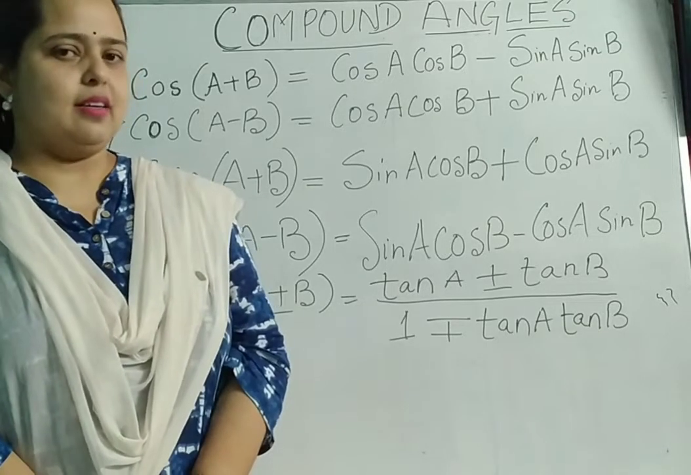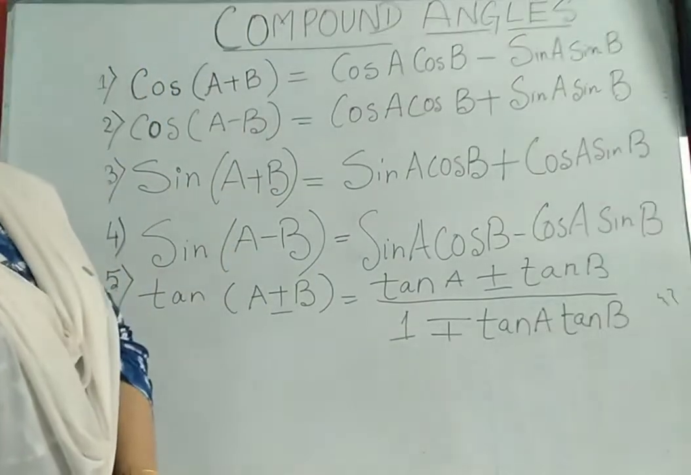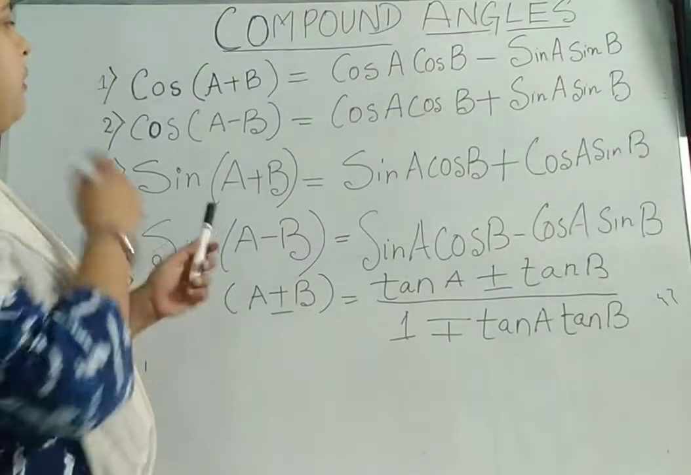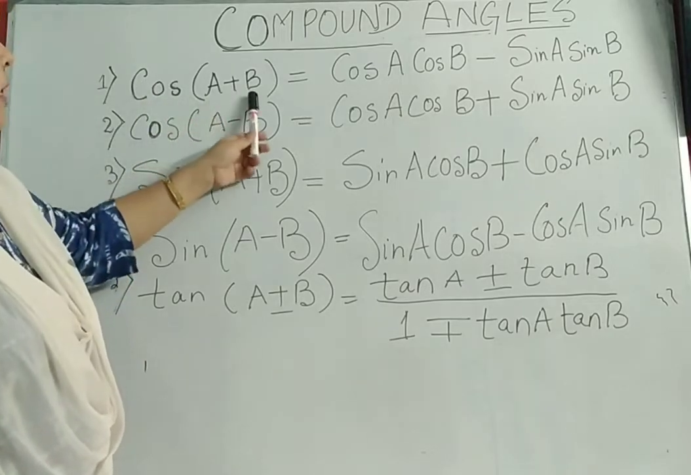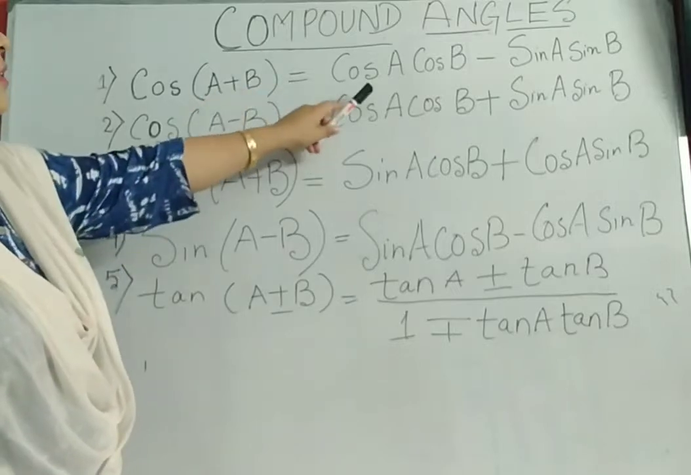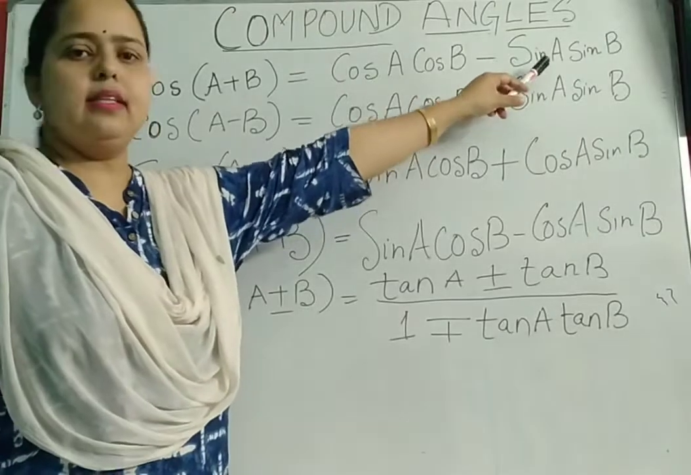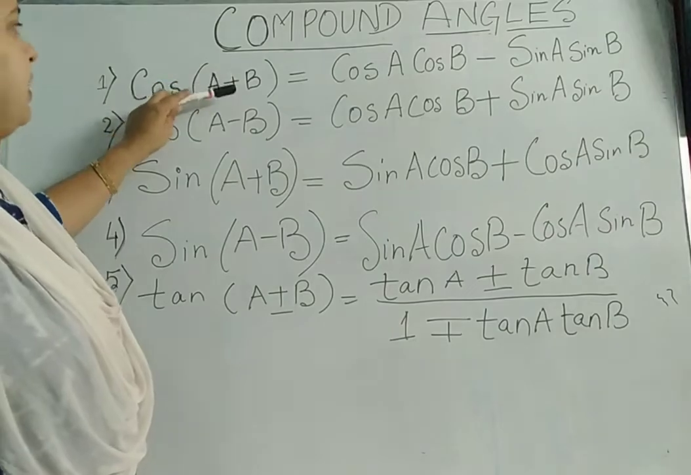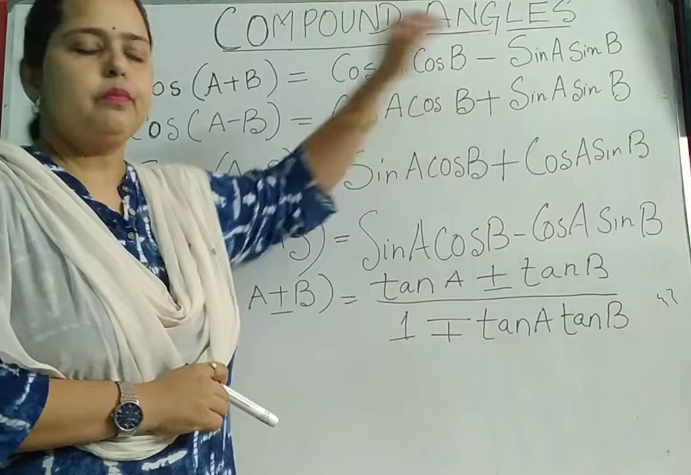Okay, so let's start our class with the topic of trigonometric ratios of compound angles. Here students, you can see I have taken the first formula, that is of cos. Cos A plus B, the two angles are in the added form. It is learned as cos A cos B minus sin A sin B. Now, remember, whenever there is a plus sign, we have a minus in between.